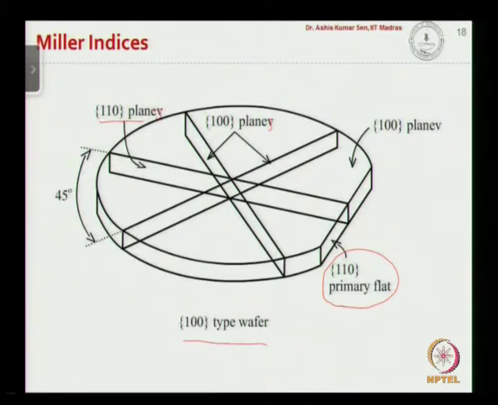So at an angle of 45 degrees to the 110 planes we will have two 100 planes. And then we would have another one on the surface of the wafer, which is of course the 100 plane, which is perpendicular to this flat plane. So that is the reason why it is called a 100 wafer, because the top surface is the 100 plane.